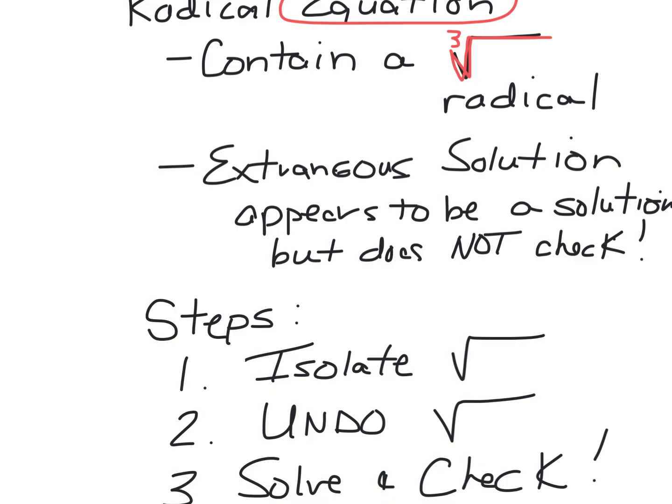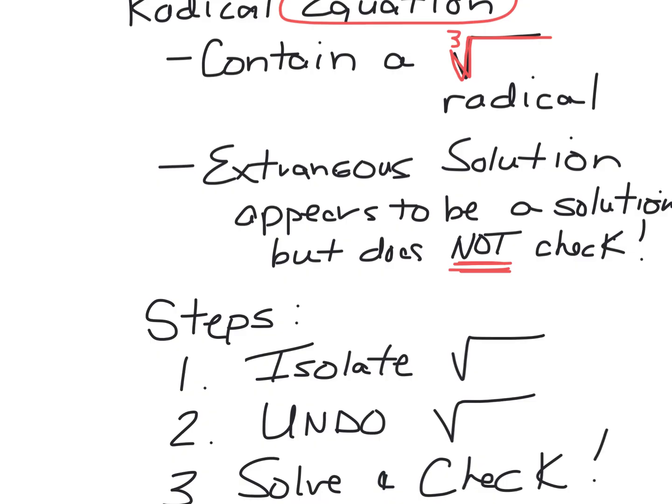Definition of an extraneous solution. This is something that's going to appear to be a solution, but does not check in the equation. That's why it's going to be really important that you solve and you check, because if you don't, you could really get an answer that does not work.